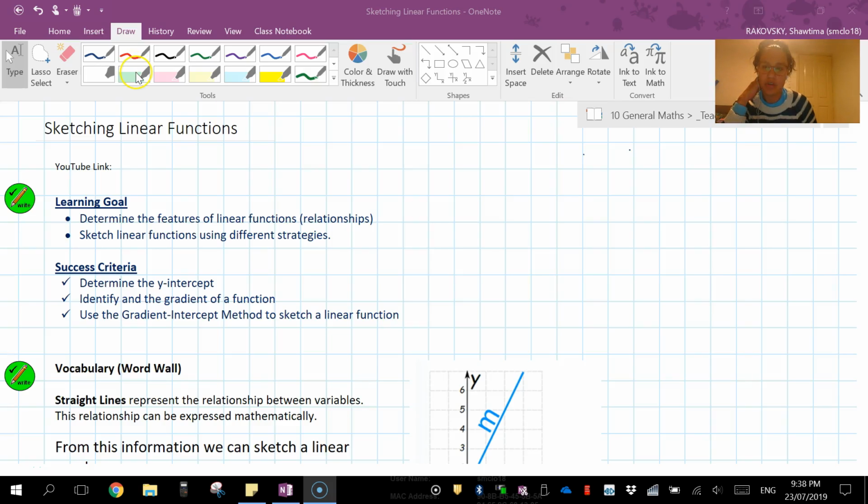Hi everyone, in this video we're looking at sketching linear functions. We're going to do that just by sketching. We're going to look at some key features, or determine the features, of a linear function and go from there. What we're actually going to do first is sketch them from a table of values.